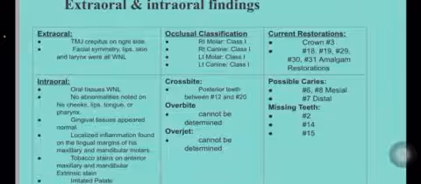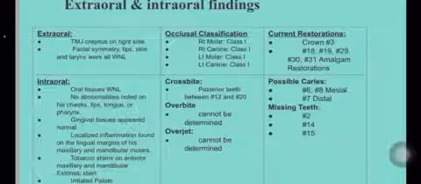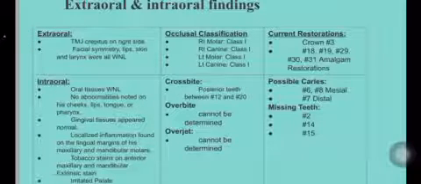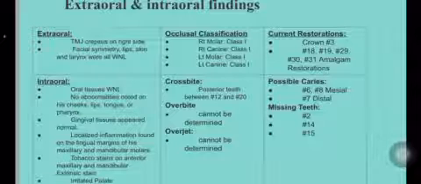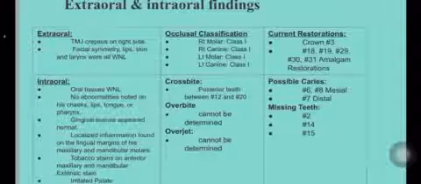Extraoral and intraoral findings. Extraorally, he has TMJ crepitus present on the right side. Facial symmetry, nodes, skin, and larynx were all within normal limits. Intraorally, his oral tissues were all within normal limits. No abnormalities were noticed on his cheeks, lips, tongue, or pharynx.